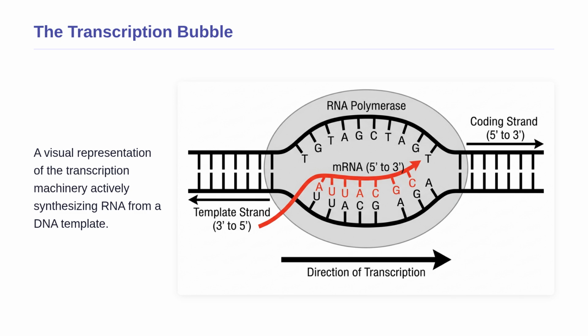The top strand is the coding strand, which is pushed out of the way. The arrow indicates the machinery moving steadily to the right, reading the code and building the transcript simultaneously. This diagram beautifully captures the elongation phase in action.